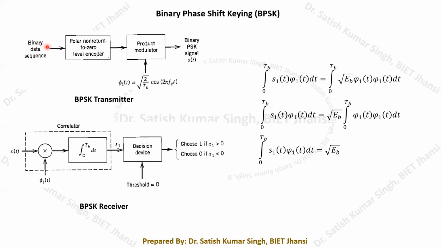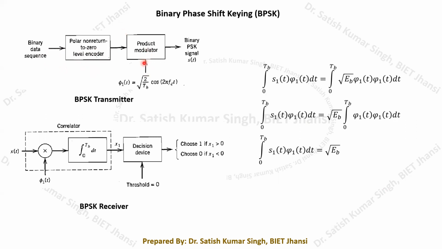So here it is the binary data sequence that we are going to get from the encoder, and then this encoder output will be applied to a polar non-return to zero level encoder. Again, it is a line coding, and I have directly used the polar non-return to zero signal. So this binary sequence will be applied to this, and then a polar non-return to zero signal will be generated, and this will be applied to a product modulator.